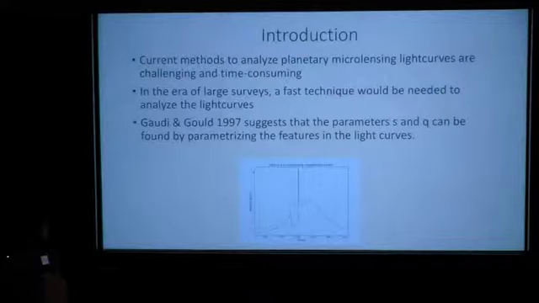The idea was first suggested by Gould and Gaucherel's 1997 paper, which suggests that we can look at the features in the light curve and parameterize them, and from those we can find the planetary parameters s and q.